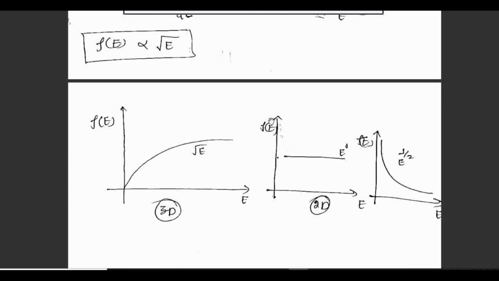Now if you want to know what kind of graph it will give in case of 1D and 2D, this is the case. For the 2D case, the density of states does not depend on energy, but for one dimension it depends on E to the power minus 1 by 2. So the graph will be like this.